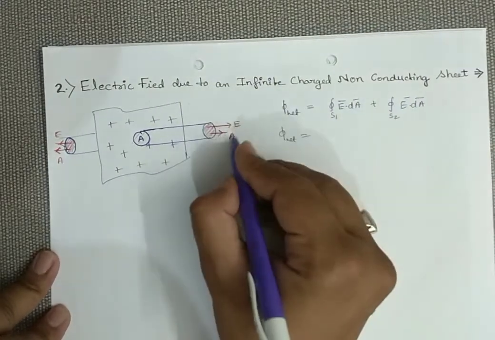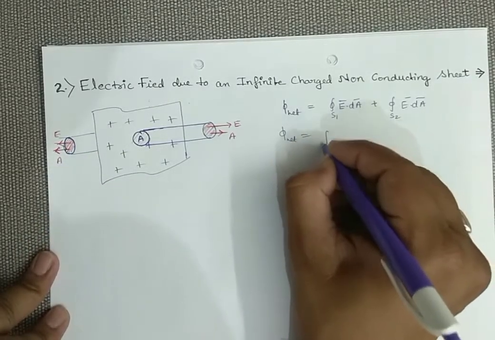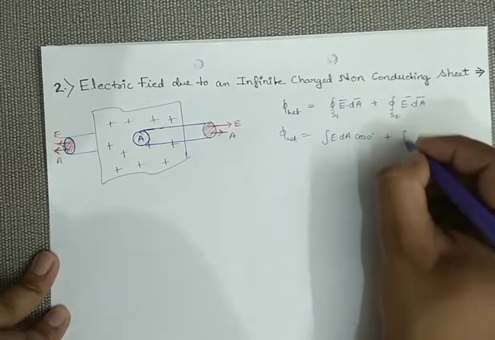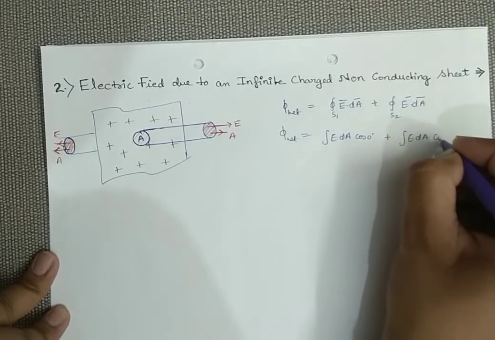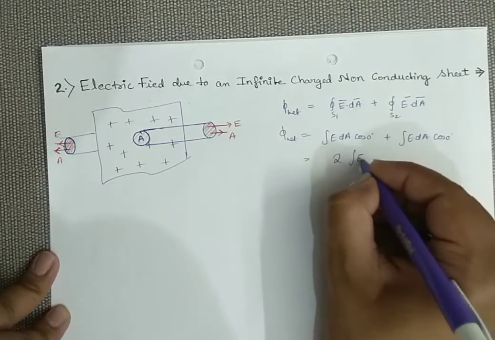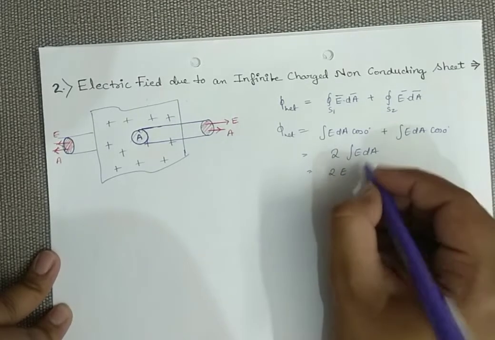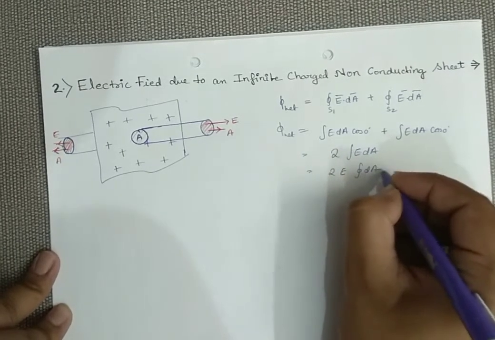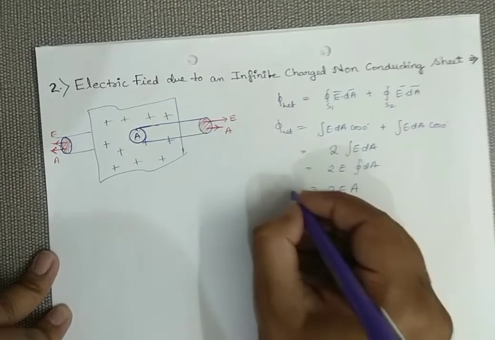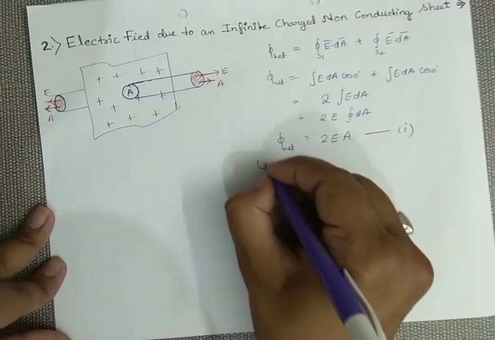For the first surface theta is 0, and for the second surface it is also 0. So you will get integration of E dA cos 0 plus integration of E dA cos 0. So you will get 2 times integration of E dA, or taking E outside, integration of dA. Now if you remember, this complete area is A, so you can just write here 2 times EA. This is our net flux, equation number first.